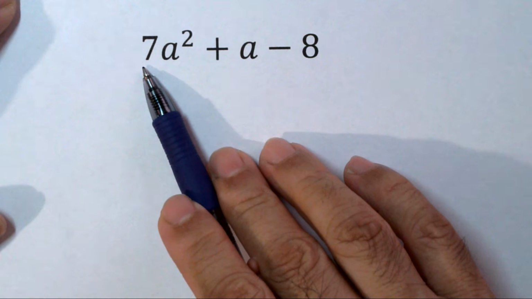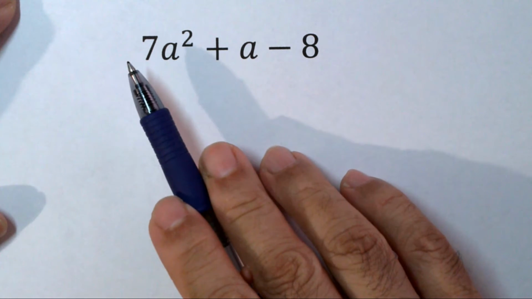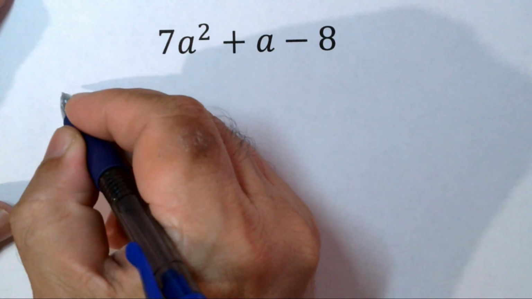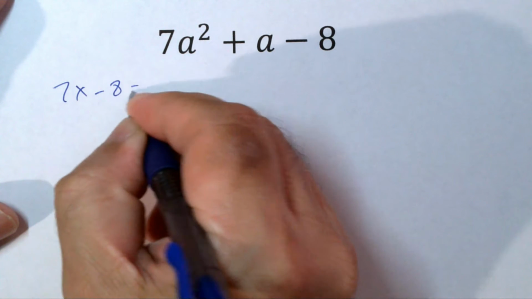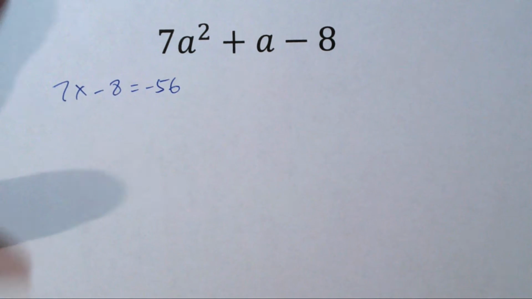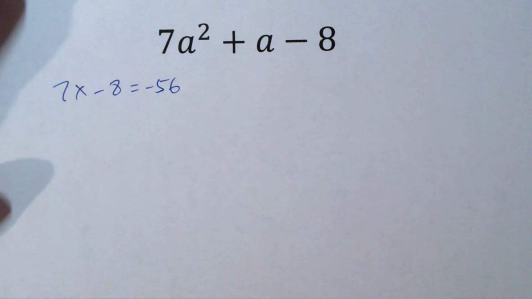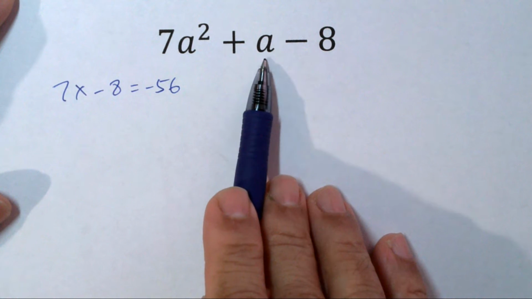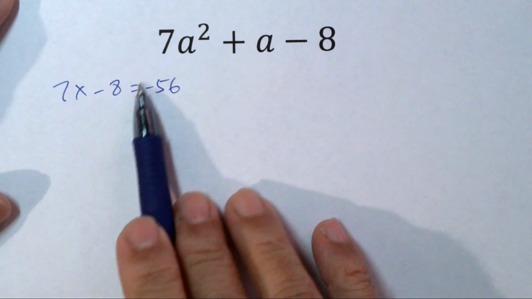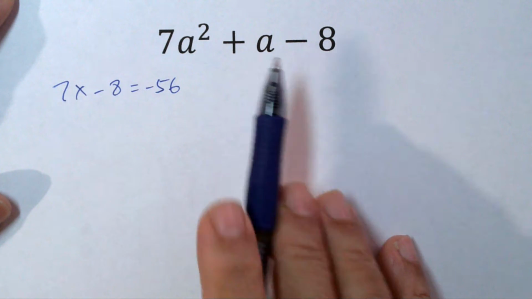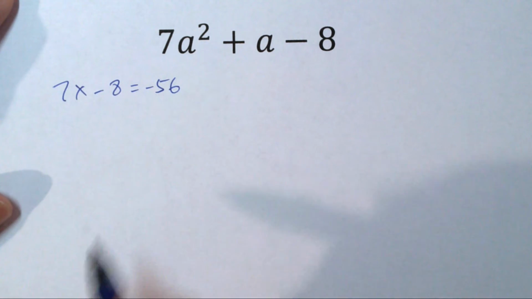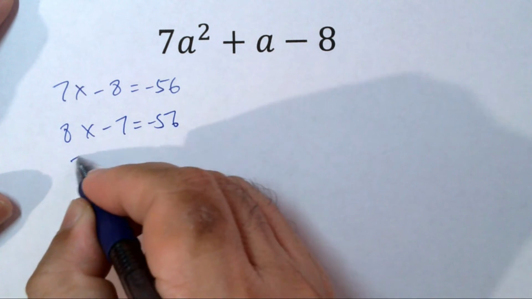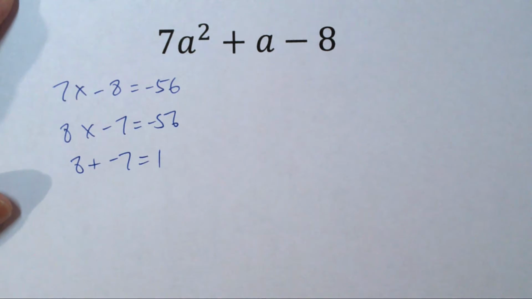So here, to start off, what we're going to do is multiply the leading coefficient and the final constant. So we're doing 7 times negative 8, giving us negative 56. And then we ask ourselves, what are the factors of negative 56 that combine to make 1? It's pretty straightforward. 8 times negative 7 is negative 56, and 8 plus negative 7 is 1. So that one's pretty easy.